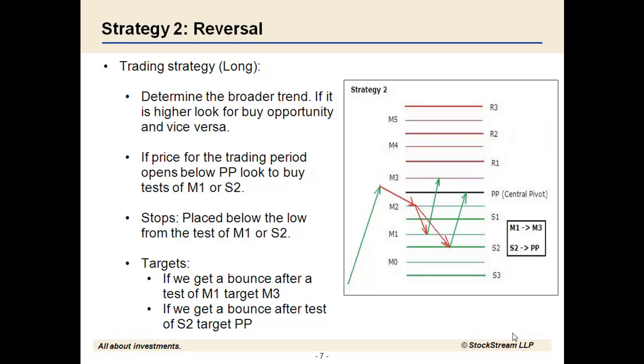Reversal. In this case, the trading session open is in contradiction to the broader market trend, i.e., the session opens below the central pivot when the broader market is in an uptrend. In this situation, we look to buy a reversal after a test of M1 or S2. The stops can be placed below the lows formed before the reversal from M1 or S2. If the price bounces from M1, the projected target is M3. On the other hand, if we get a bounce after a test of S2, the projected target is the central pivot.